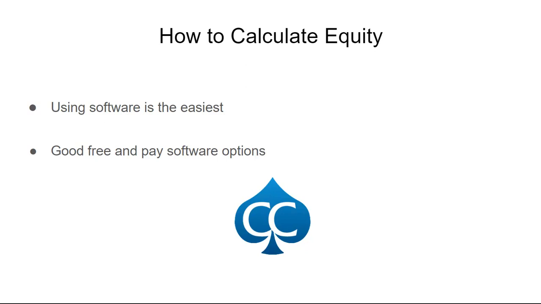Now to calculate equity, you can do this by hand, you can do it with pencil and paper, but not many people are going to do it that way. So the best way to do it is normally going to be with software. We're going to go back to ICMizer, and that's an example of paid software. It's very good software, but I want to start off by looking at free software. So we're going to look at an example in Equilab.